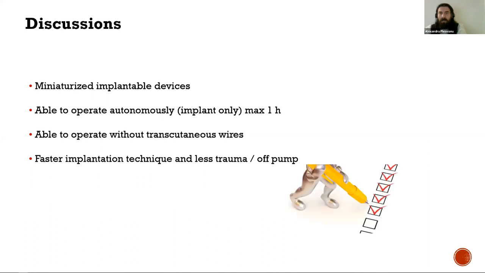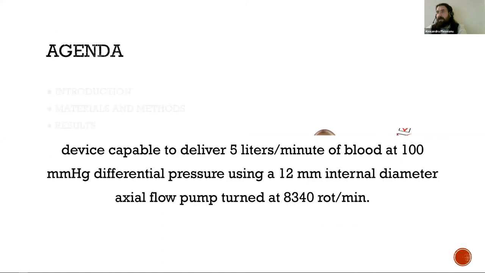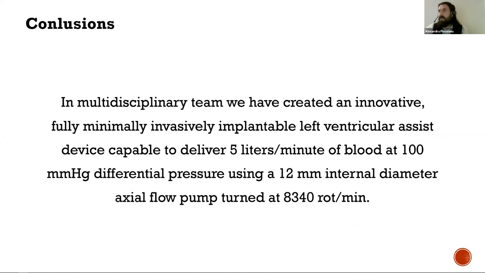So in conclusion, in a multidisciplinary team, we have created an innovative, fully minimally invasive, implantable left ventricular assist device capable of delivering 5 liters per minute of blood at 100 millimeters mercury differential pressure using a 12 millimeter internal diameter axial flow pump turned at 8,340 rotations per minute.